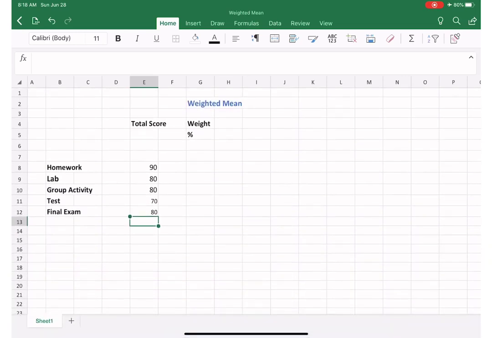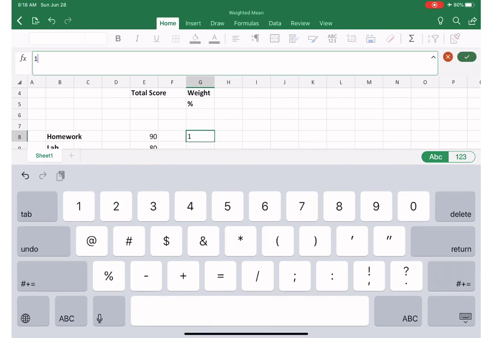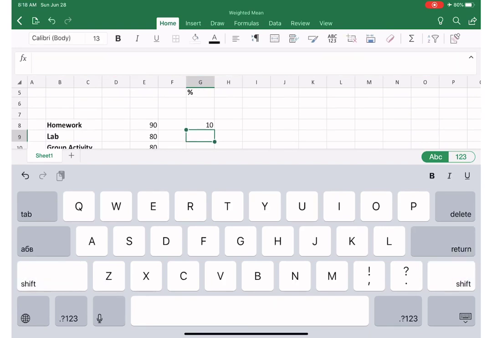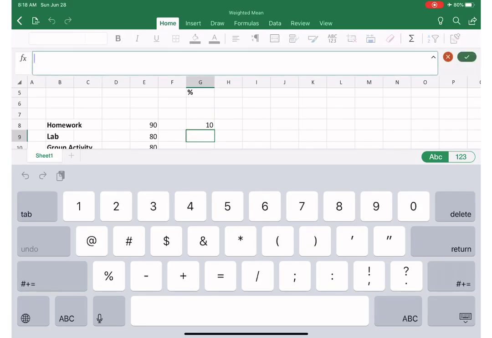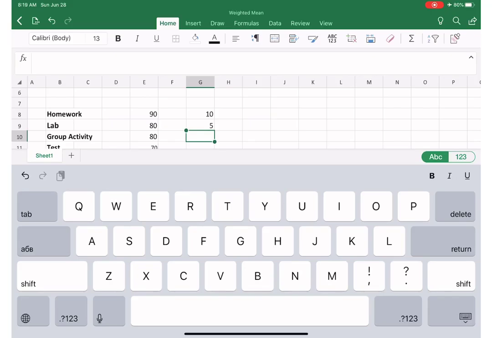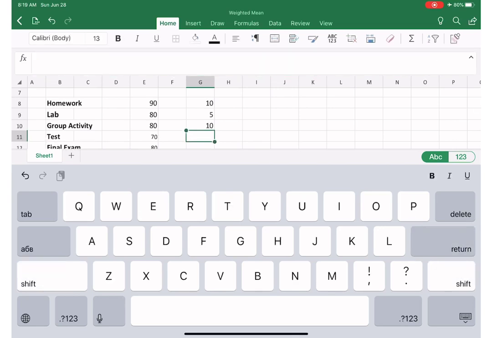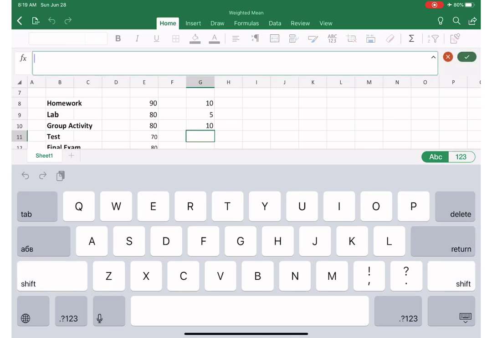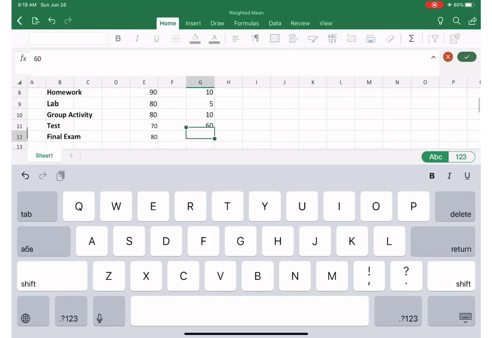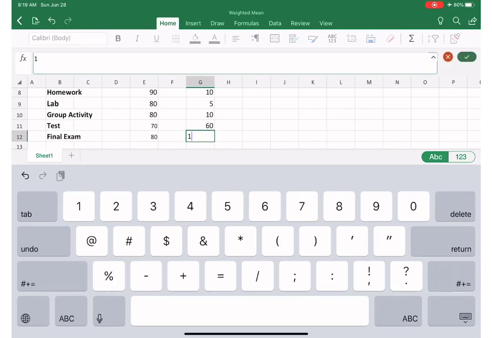Now we are going to write down the weight, because every activity has its grade weight. The weight is in percentage, obviously. So homework is 10%. Lab is 5%. Group activity is also 5%. No, 10%. Test is 60%, three tests, 20% each. And 15% is final exam.